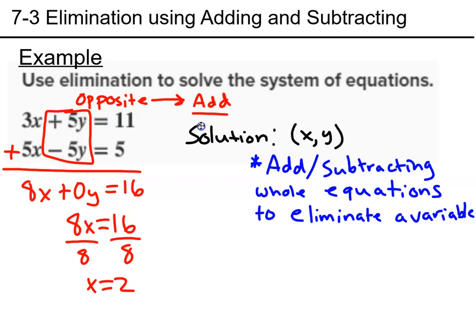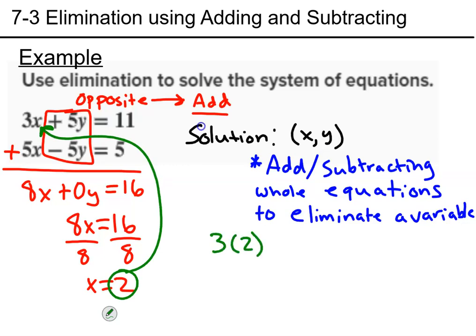Like I stated before, our solution would be an x and a y. We found our x, but we haven't found our y yet. In this case, we can plug our x equals 2 into either equation. It doesn't matter. I'm going to plug it in for x. So here we have 3 times 2 plus 5y equals 11. Then we multiply that out and get 6 plus 5y equals 11.